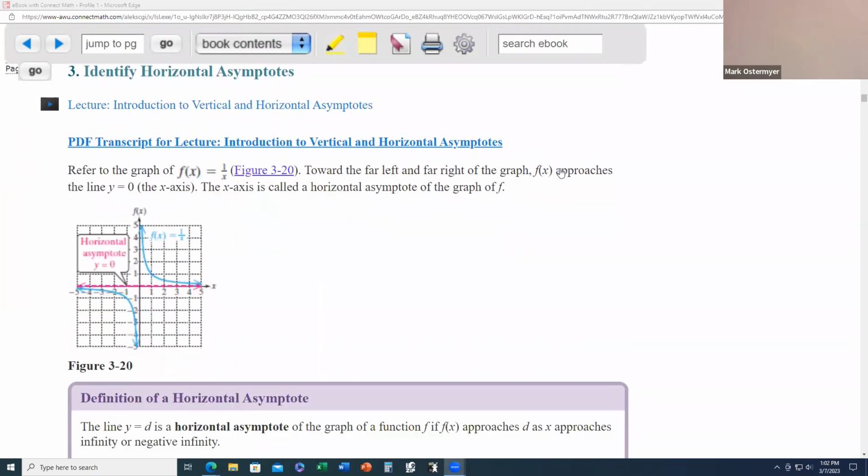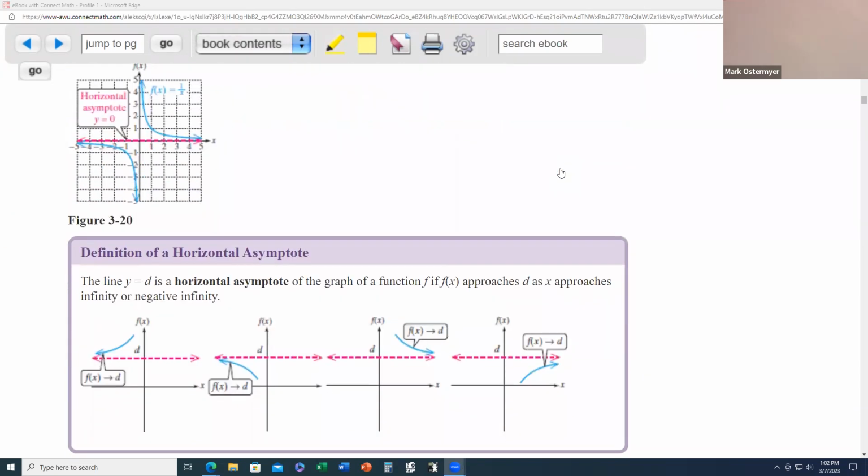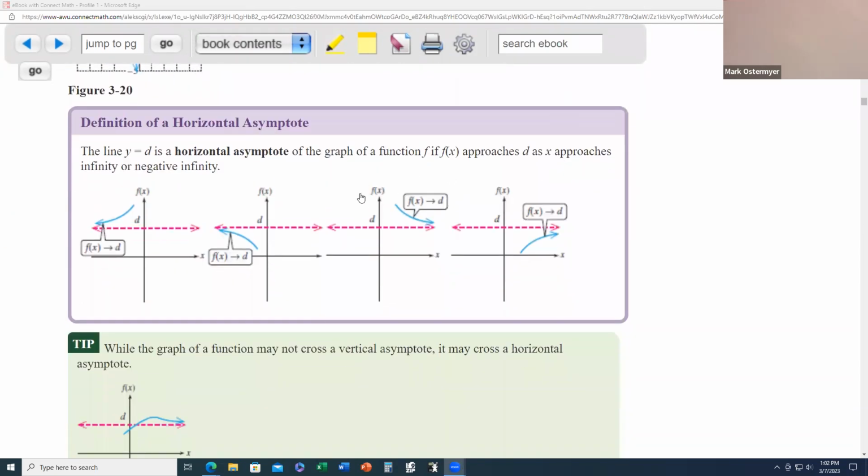All right, now horizontal asymptotes. Ladies and gentlemen, what is a horizontal asymptote? We've seen that vertical asymptotes occur where a rational function is undefined, and the graph of a rational function will never touch or cross a vertical asymptote. But what's a horizontal asymptote?